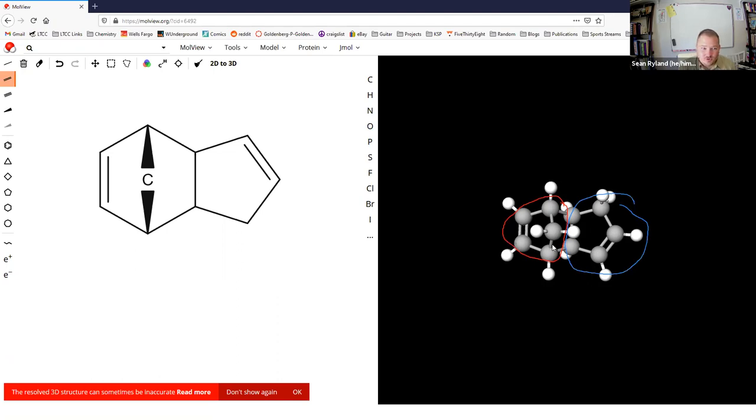Right, so trying to visualize these things in 3D, or at least being able to draw them and make sure that you don't leave off any carbons and everything is the same direction. So this one actually technically would be if we had it. Oops.